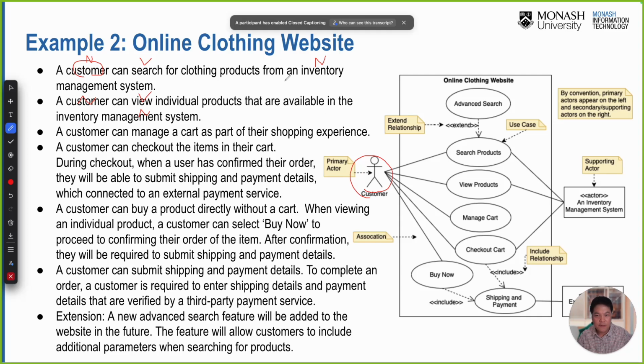They can search for clothing products. So that's the first use case, from an inventory management system. This is the supporting actor, external to the system. A customer can view, that's another use case for the same actor: view individual products that are available in the inventory system. Okay, view product, and we draw this one.